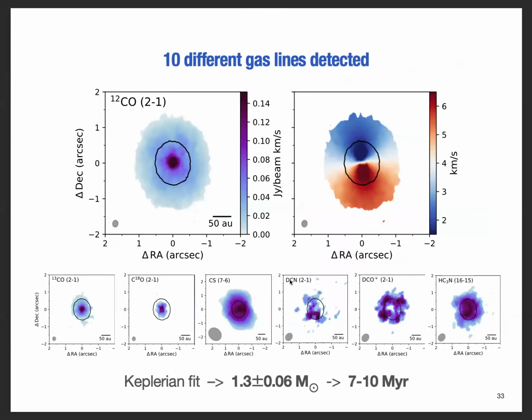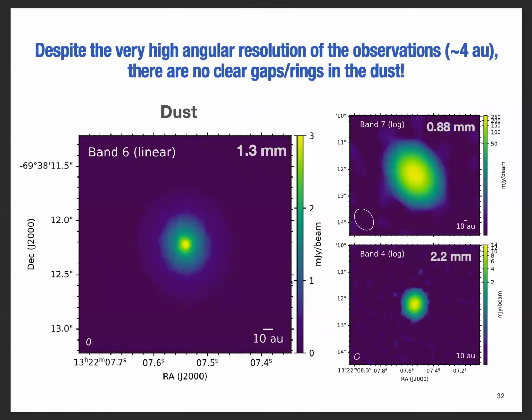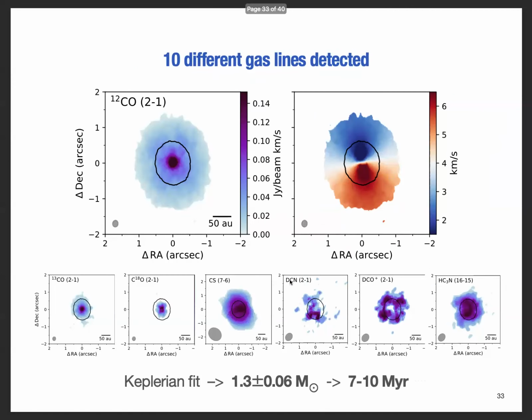We also observe a lot of gas lines. In the gas, typically you don't see as much structure as in the dust, but we do find that the disk is more extended radially than the dust. So this contour here marks the continuum emission. And you can see in gas the disk is about twice as big, which is in line with expectations of the radial drift.